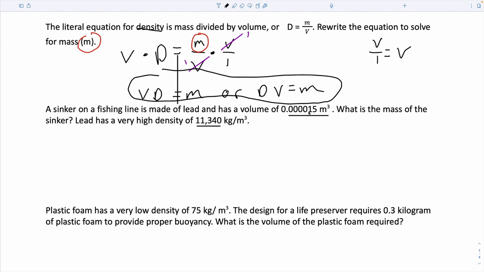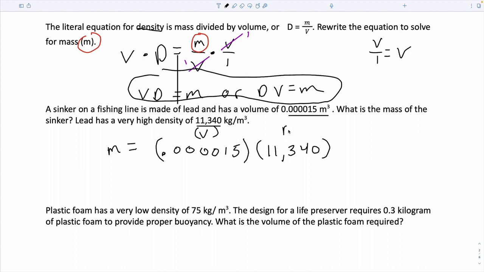They tell you that the volume is 0.0000015, and they tell you the density is 11,340, and you're looking for the mass. You just plugged those two numbers in, and you had already isolated for the m, so we can multiply those together. Anyone have a calculator on them?